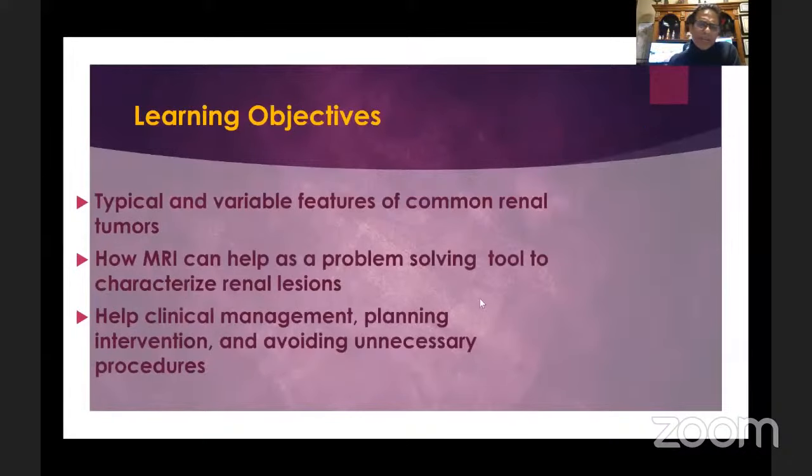My learning objectives for this talk are to discuss typical and variable features of common renal tumors, and how MRI can help as a problem-solving tool to characterize the renal lesion, by which clinical management, planning intervention, and avoiding unnecessary procedures can be achieved.